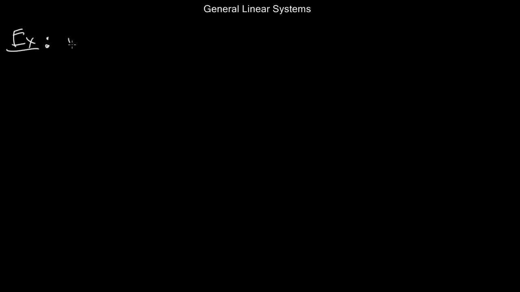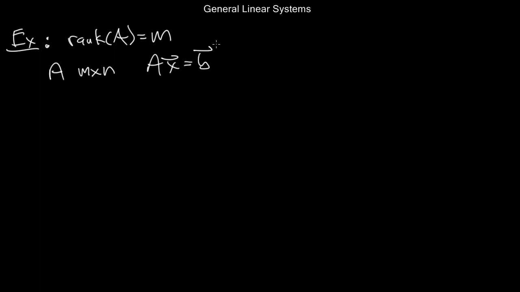Let's look at the following example. Suppose I had a matrix which is full rank. The rank is equal to m. So A is an m by n matrix, and the rank is the number of linearly independent rows, which is at most m, of course. So the maximum it can be is m. That's why I call this maximum rank.